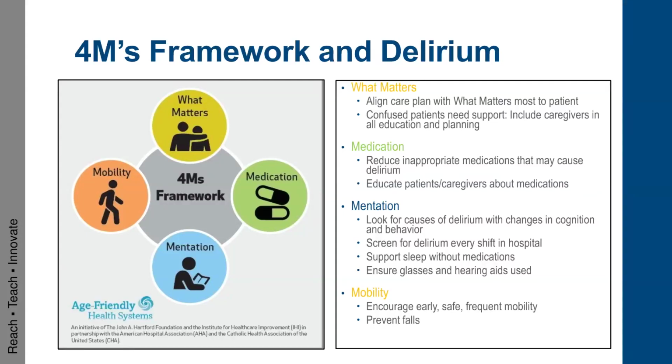So the 4Ms include what matters most, what is most important to the patient, and aligning the care plan with those focal points. Medications, reducing inappropriate medications that may cause delirium and helping to educate patients and caregivers about the medications. Mentation, looking for causes of delirium with any changes in cognition or behavior, and screening for delirium on a regular basis. Another important part of mentation is trying to help support sleep without medications and ensuring that patients can communicate well with glasses and hearing aids.